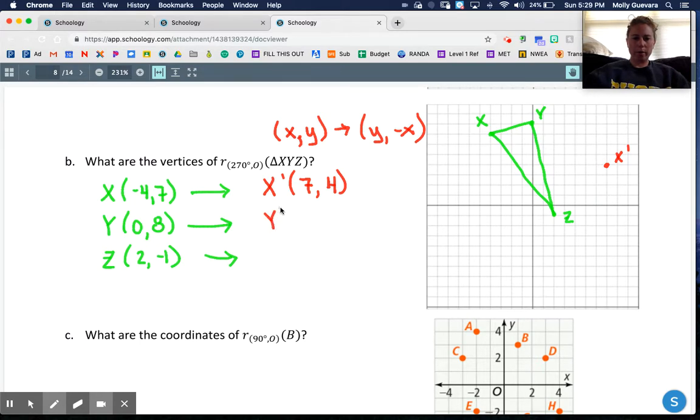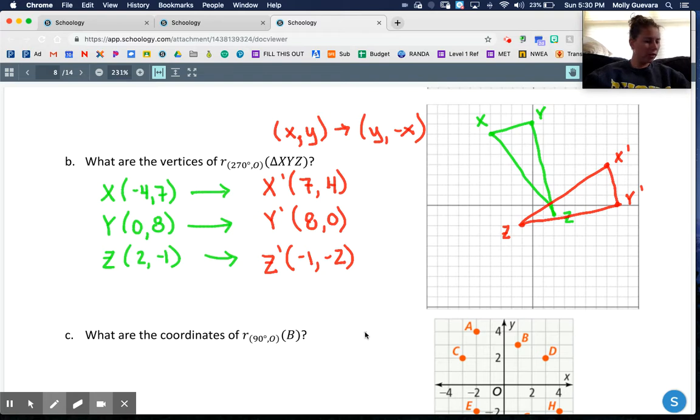For y prime, 0, 8, I switch the order. So 8 goes first, and then 0 times negative 1 is still just 0. So I have 8, 0, just here. So this is my y prime. And then z prime: negative 1 comes first, and then 2 times negative 1 is negative 2. So I have negative 1, negative 2 is my z prime. And I connect them.